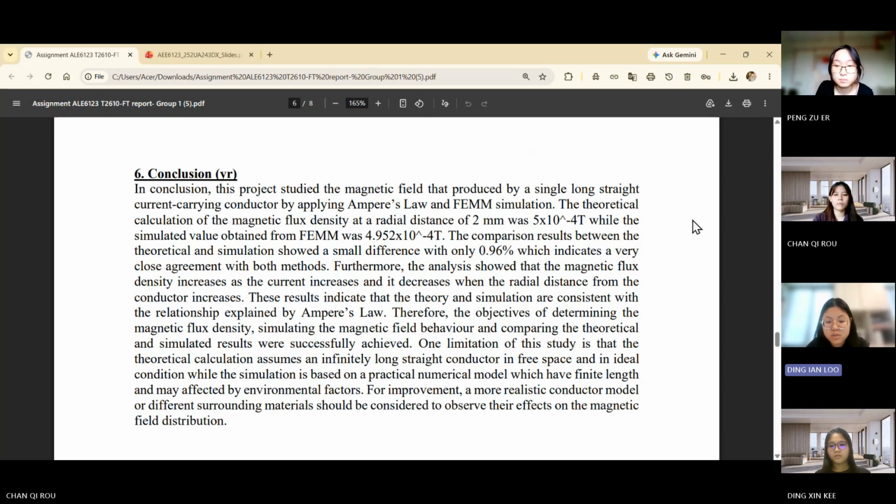A limitation of this study is the use of ideal assumptions in the theoretical analysis. For further improvement, more realistic conductor models and surrounding material should be considered to assess their effect on the magnetic field distribution. That's all from me.